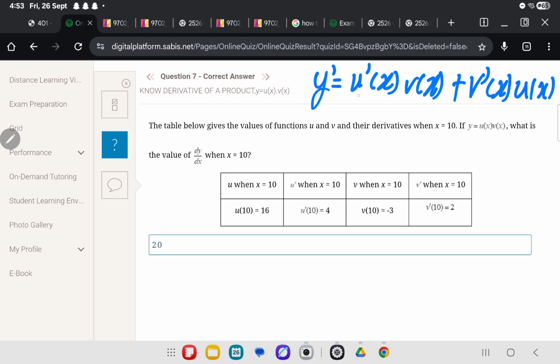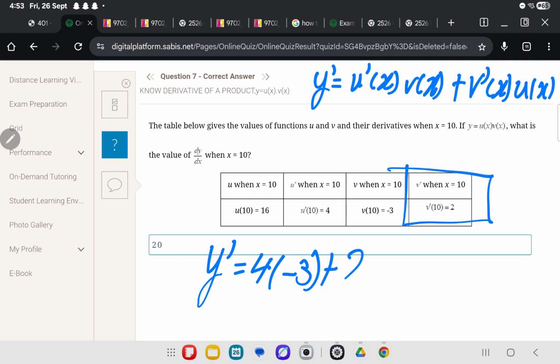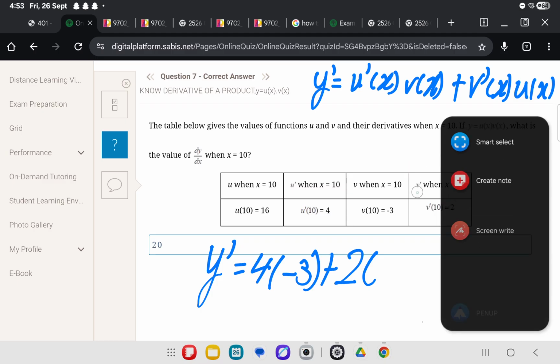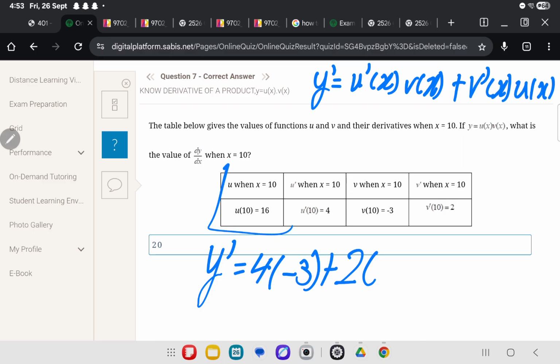Okay, now we're gonna find u prime of x when x equals 10, which is this, right? So y prime is equal to 4 multiplied by v of x. V of x when x equals 10 is this, so negative 3, plus v prime when x equals 10, 2, times u of x when x equals 10, which is 16. I'm applying the product rule, except I have all the values basically given to me already. Now, 4 times negative 3 plus 2 times 16 gives me 20. And 20 is indeed my answer.